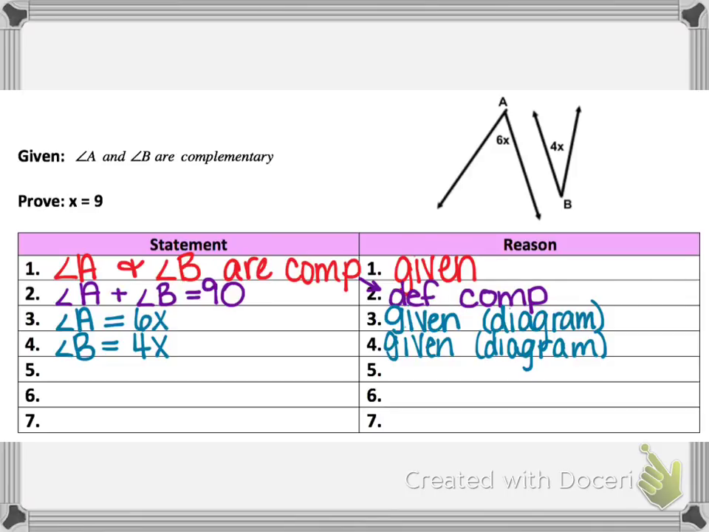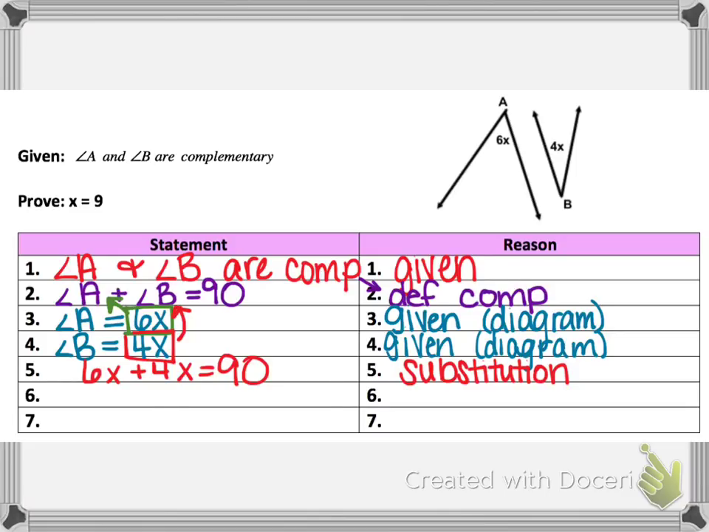So now I'm going to go ahead and put together all my pieces. So in for angle A is going to go 6x. And in for angle B is going to go 4x. So I got 6x plus 4x equals 90. And since I put in something for something else, that's called substitution. And then we'll start to solve.